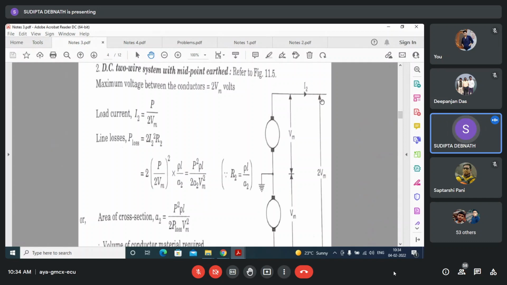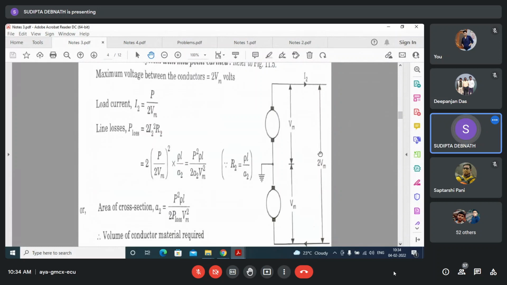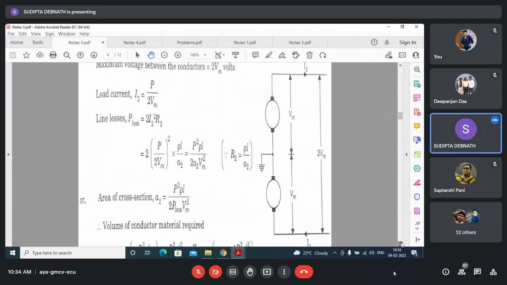If we consider this is Vm, this will be twice Vm because it is a two-wire system. So the treatment is same. This is twice Vm. So what is P? P is equal to twice Vm into I2. We consider this one as I2. Okay, second system. So it is twice Vm I2.